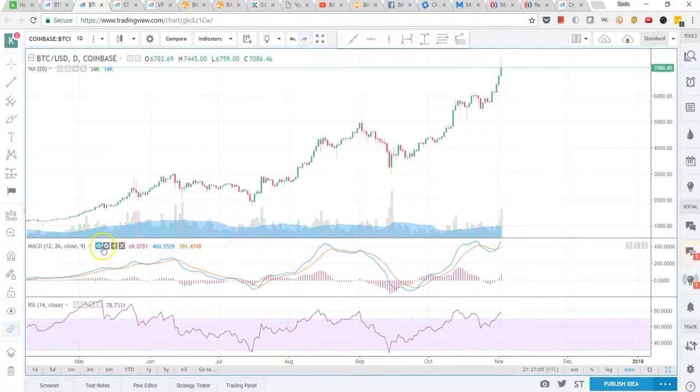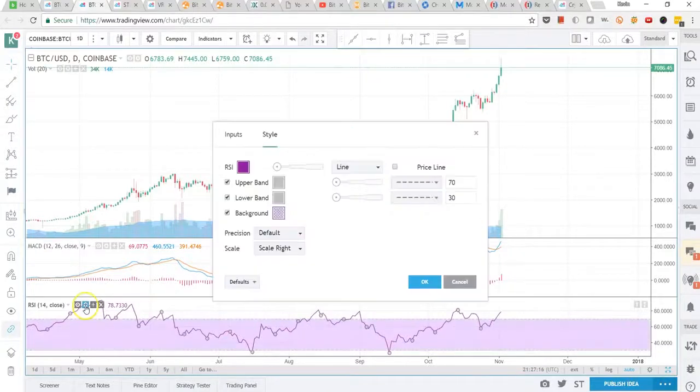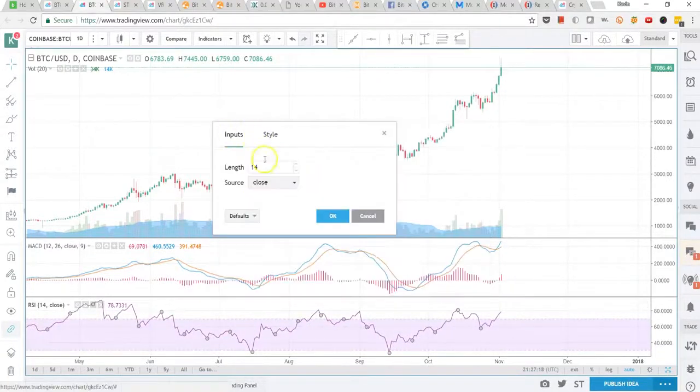And we'll keep the settings to the default for now. This is what a lot of traders do. You can go in here and there's a little settings gear here. You can go in here and change the different inputs. 14 for the RSI is the default. But we'll just go ahead and keep it there for now.